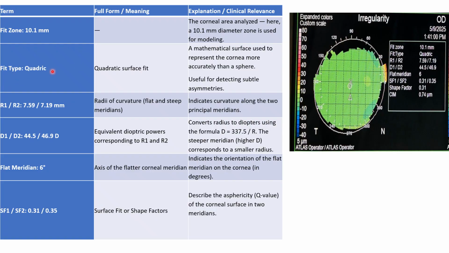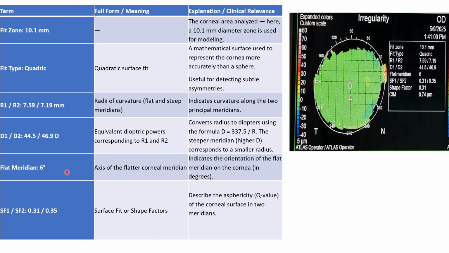In this, the fit type we are going to take is quadratic surface fit. Why are we taking a quadratic surface for this, when earlier we had taken a sphere surface fit? Because the surface used to represent the cornea is more accurate than a sphere. If we take a quadratic surface, it is more accurate than the sphere we have taken before. It can more precisely tell about the irregularities and is useful for detecting any subtle asymmetries. The fit zone 10.1 mm is the corneal area we are going to analyze. R1 and R2 are the radii of curvature in the two meridians, the flat and steep meridians. D1 and D2 are the equivalent dioptric powers of R1 and R2.